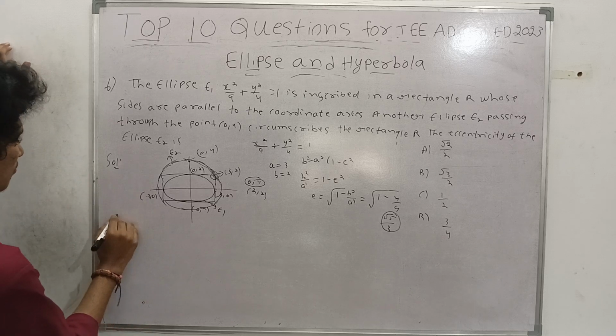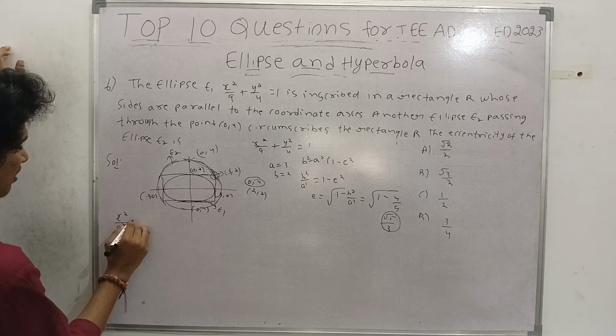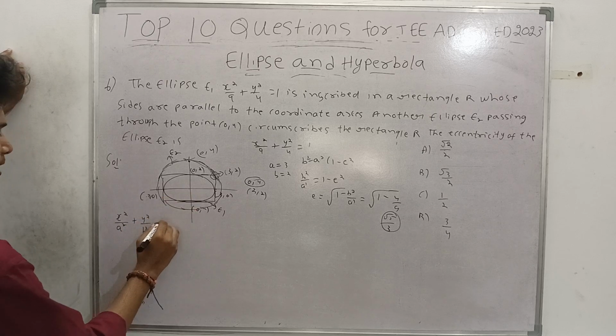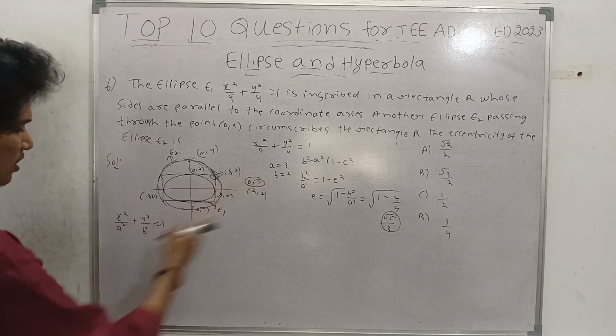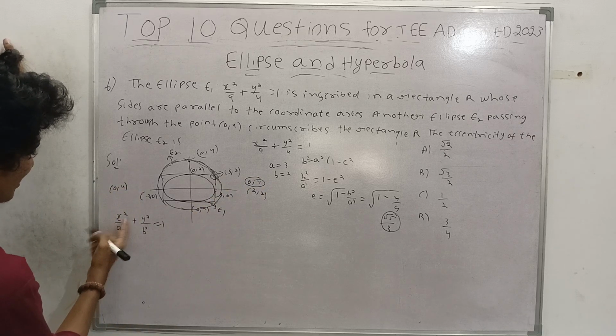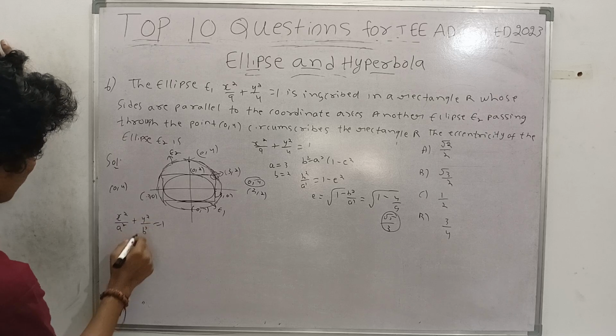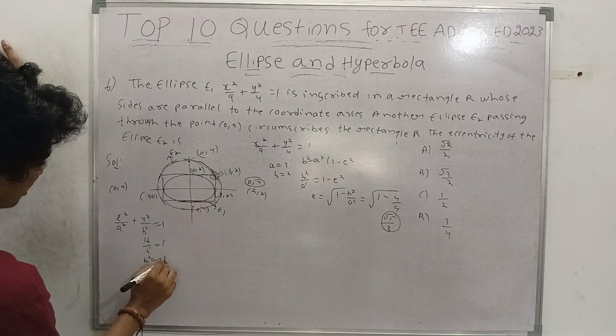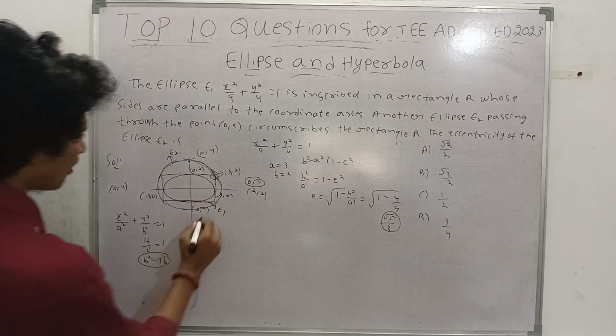Now if I assume the ellipse as x square by a square plus y square by b square equal to 1, this is the E2 ellipse. If I assume like this, I can substitute the 2 points here. I am substituting the 0 comma 4 point now. What will I get? If x is 0 and y is 4, y square is 16, so 16 by b square equal to 1. So what is b square? b square equal to 16. I got 1 point. So now I am substituting another point.